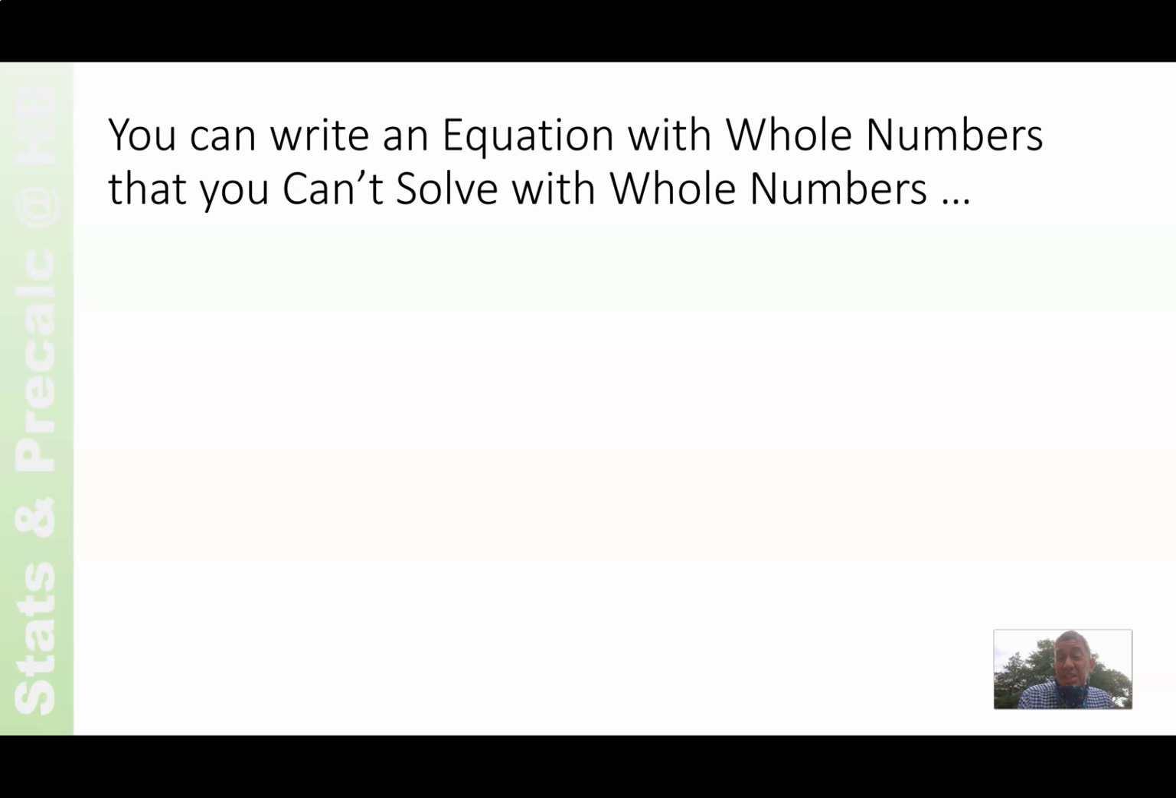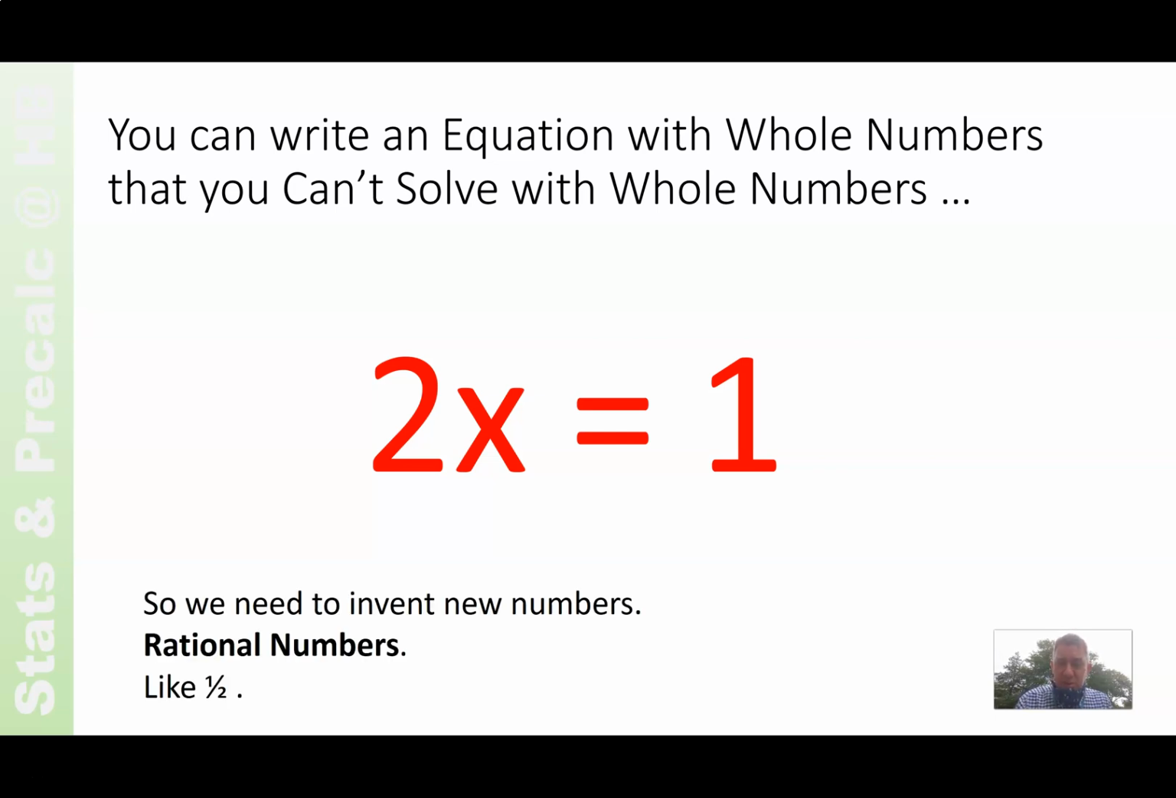is complete. You can write an equation with whole numbers that you can't solve with whole numbers, like this equation. It's written only with whole numbers, but the solution is not a whole number, like a half. So we had to invent rational numbers. The set of whole numbers is not complete.